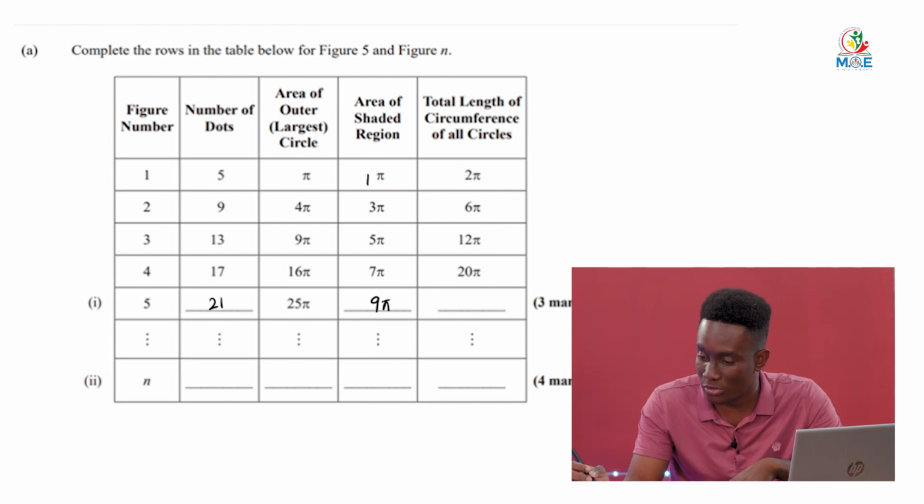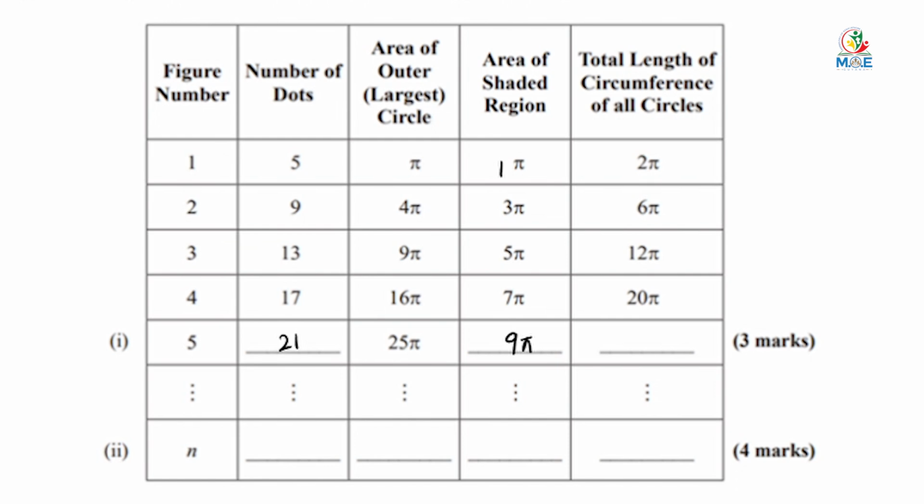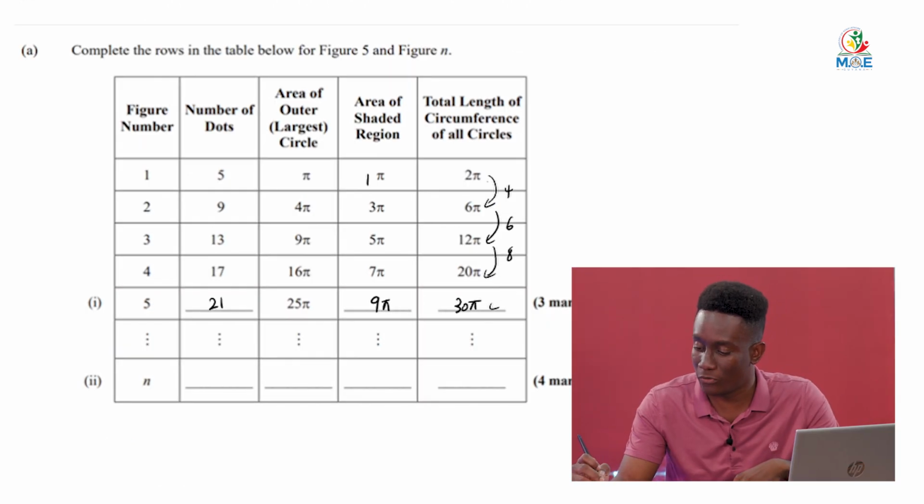The next one I want to move on to is the total length of circumference for all circles. Without any formula, let's see if we can get this answer. We saw that this increased by 4, and then this increased by 6, and then this increased by 8. So of course, if the pattern continues, this will increase by 10. So this here will be 30 pi. And this is the answer without any formula. Without thinking about any formula, which is the most difficult part for these kinds of questions, we already have our 3 marks. So let's see if we can figure out a formula, because we'll need it for the next part.